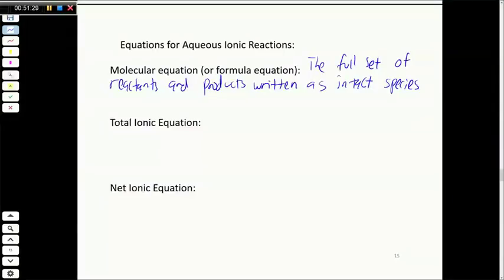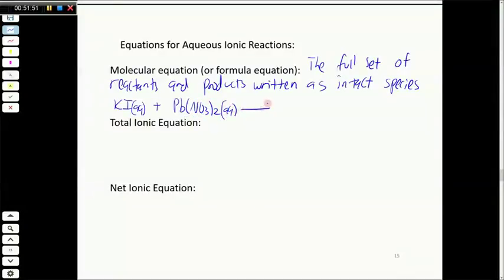So for the one we've been talking about, potassium iodide plus lead nitrate, we would just write it like this: KI. Anything that's dissolved in solution, we put an aq next to. So potassium iodide is soluble. The reactants are always going to be soluble in these types of equations. And you have lead nitrate, which is also soluble.